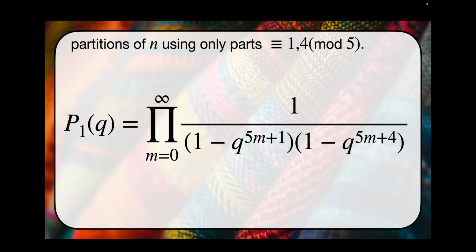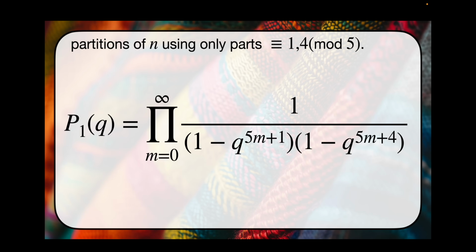And if you recall, one of the parts of our Rogers-Ramanujan identities involves partitions of n using only parts that are congruent to 1 or 4 mod 5. But using a really similar trick or strategy as what we just went over for odd parts or parts not divisible by 3, we can write this immediately as a product. We've got this product as m goes from 0 to infinity of 1 over 1 minus q to the 5m plus 1 times 1 minus q to the 5m plus 4.